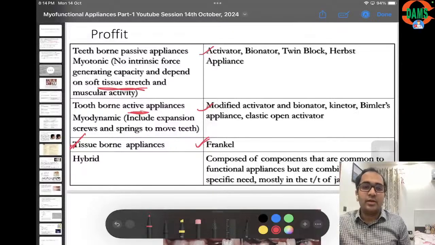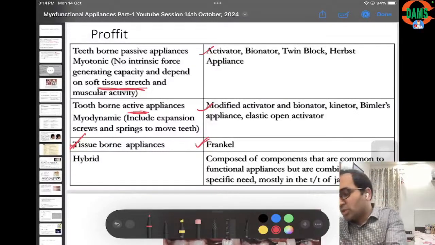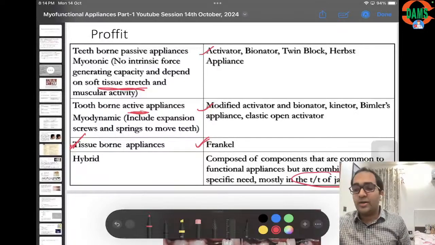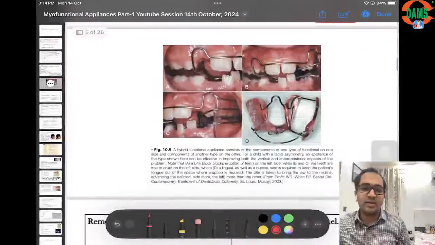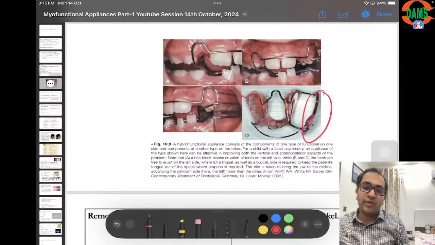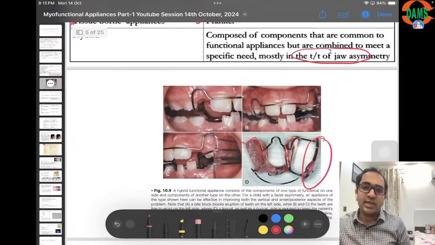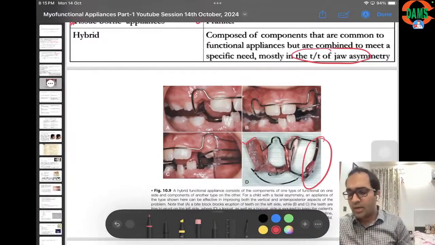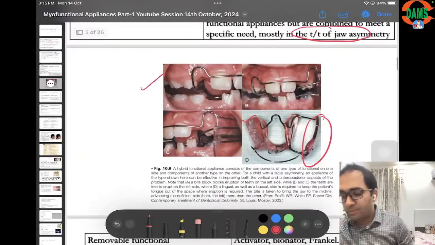And lastly is the hybrid. Hybrid means a combination of both teeth and tissue borne. They are composed of components that are common to functional appliances but are combined for our specific need, and they are mostly used in the correction of jaw asymmetry. So the hybrid image is like this. It has both a tissue component as well as a tooth-borne component. They are basically modified appliances, modified specifically according to our need. So from the exam point of view, what you need to know is that they are mostly used for the correction of jaw asymmetry, and this is their example image.